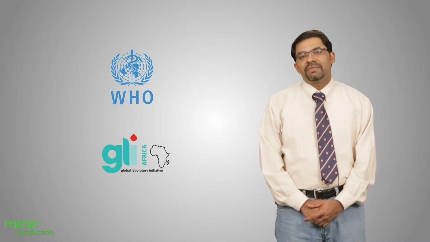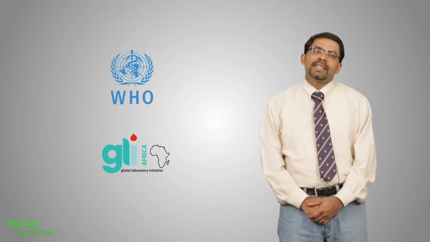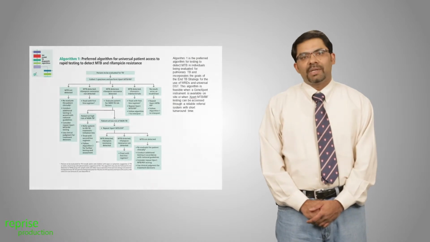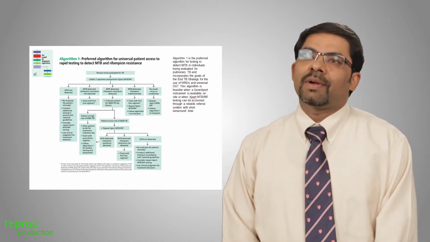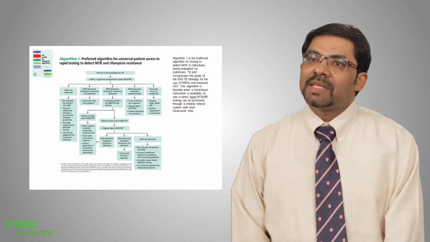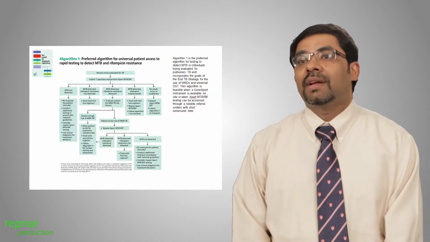According to the World Health Organization, Global Laboratory Initiative, GLI, and other international agencies, the best algorithm for TB today will begin with the GeneXpert test for TB, because the GeneXpert is far superior to smear microscopy in its sensitivity, specificity, and its ability to detect drug resistance at the same time. So if you have access to GeneXpert in your setting, and if your patients can afford it, then a single GeneXpert on a sputum sample is the best start point for the algorithm.